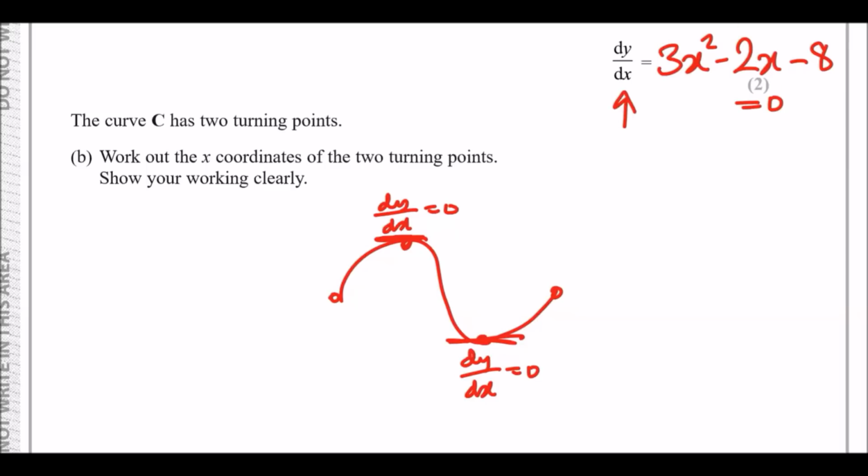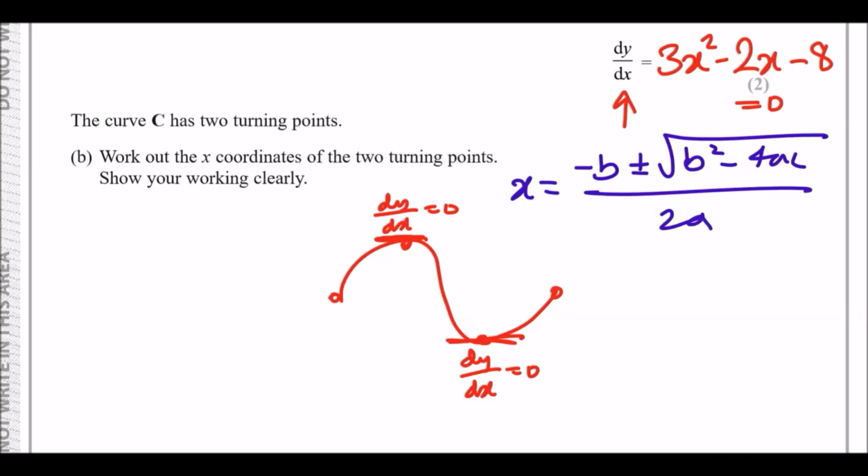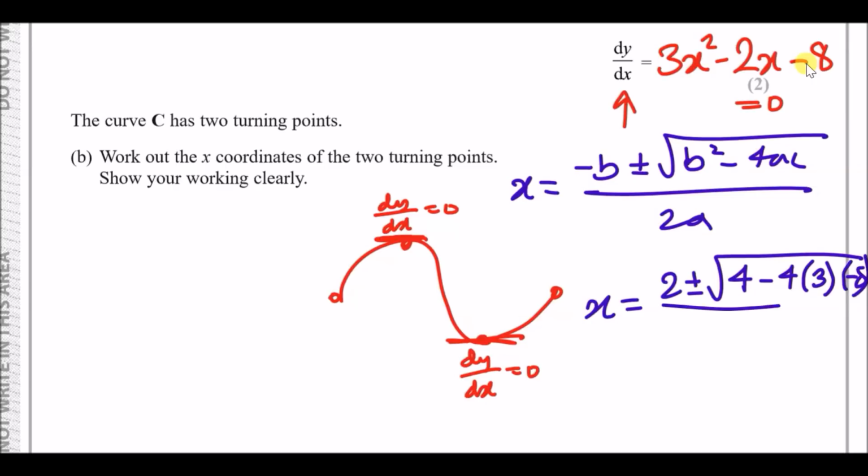So solving this quadratic equation, we just use the standard quadratic formula. So let me change the color pen. We're going to have x equals minus b plus minus the square root of b squared minus 4ac over 2a. And therefore x is going to equal minus b, so b is negative 2, so it'll be plus 2, plus minus the square root of b squared, which is minus 2 squared, which is 4, minus 4 times a, which is 3, times minus 8, which is c, over 2 times a, so 2 times 3.